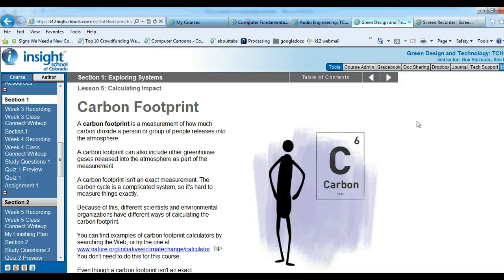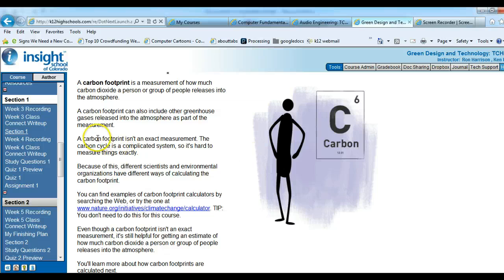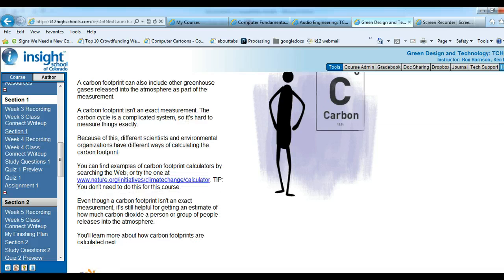Carbon footprint. We looked at water footprint before. Now you go look at carbon footprint. This is how much carbon dioxide you are responsible for releasing into the atmosphere. Obviously, it's not an exact measure, it's just a guess, but it does allow you to compare to other people. So go through this climate change calculator and see what your scores are.